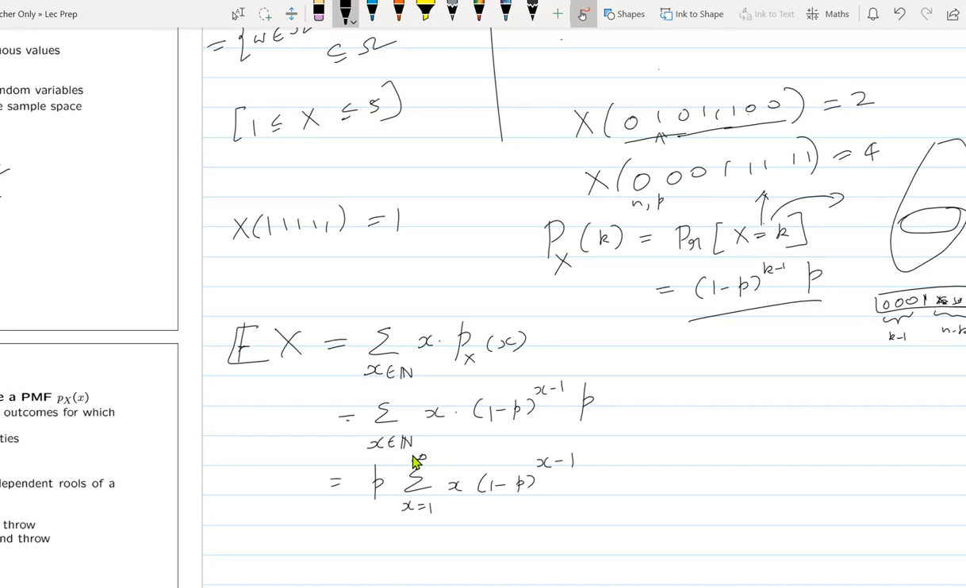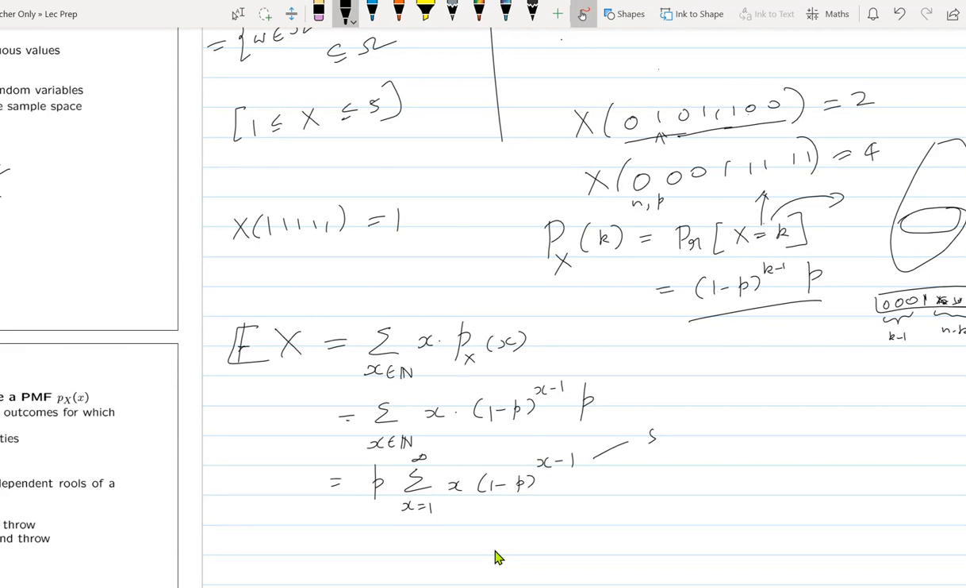Does anybody know how to solve this? Okay, expand the series and call it s. So this entire summation is s, and then subtract it from s into 1 minus p. Does Abhiram want to explain that?